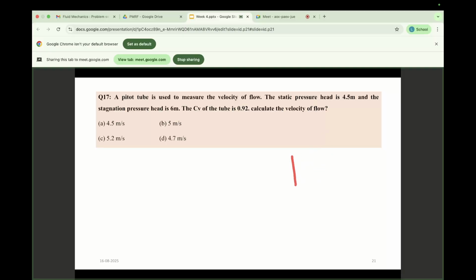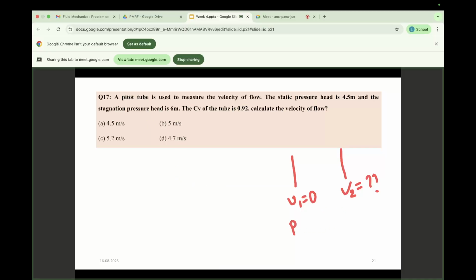So two sections are there. If you remember, no need to remember other things. Say one is static. Static means velocity. Say this one, velocity at these 2 points V1 and V2. So you need to find out the velocity of the flow. So this is V2, you need to find out, and V1 means the stagnation pressure. Okay. So pressure head is given.